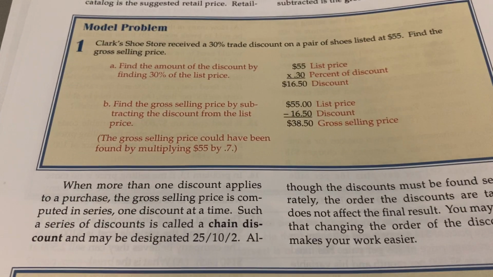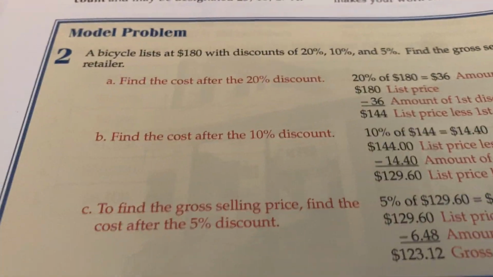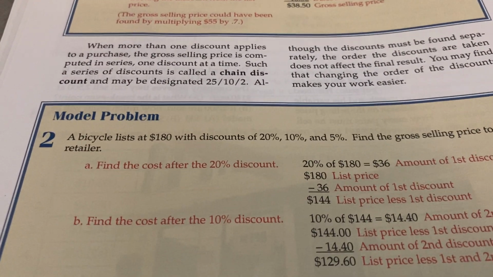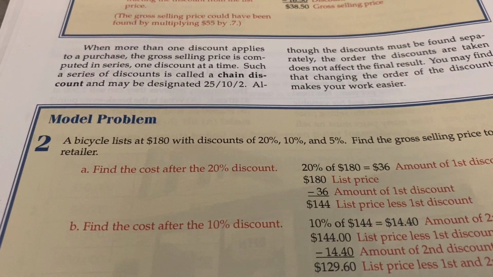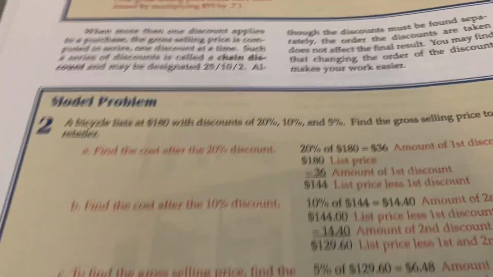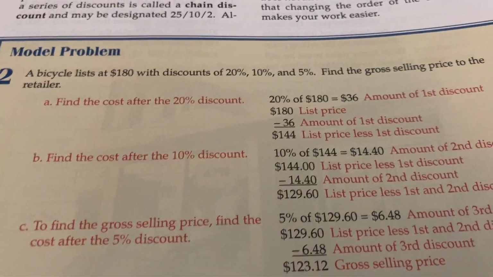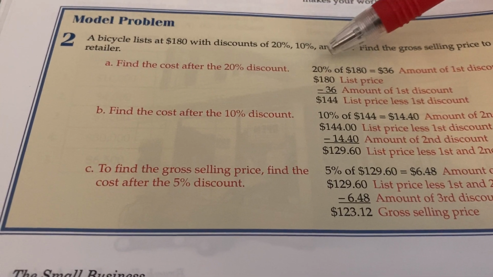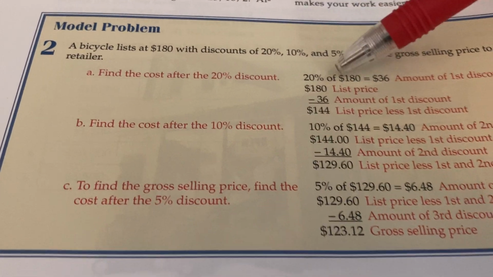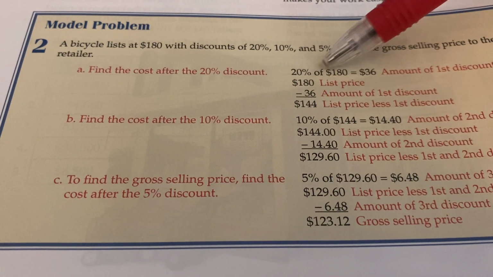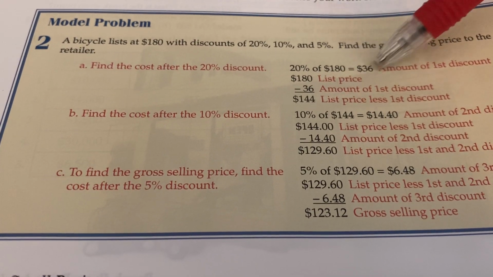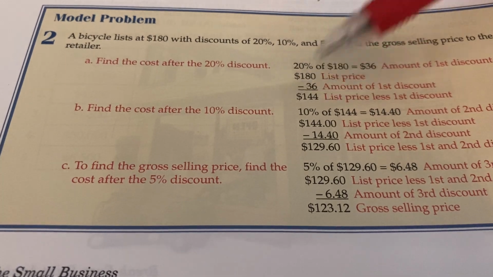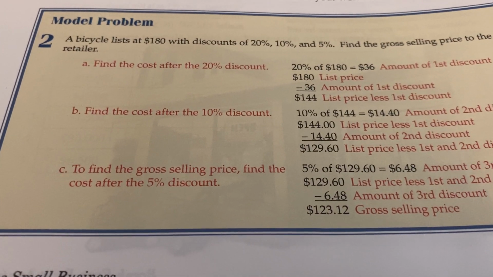Well, let's see how to do these. Let's do the problem so you can see how to do these. A bicycle lists at $180 with discounts of 20%, 10%, and 5%. So let's figure out how we do these. Find the cost after the 20%. So you have 20% of 180. The bicycle is listed at $180. So 20% times 180 is 36, the amount of the first discount. Then you subtract 36 from 180 and you get 144. So now you have the list price less one discount.